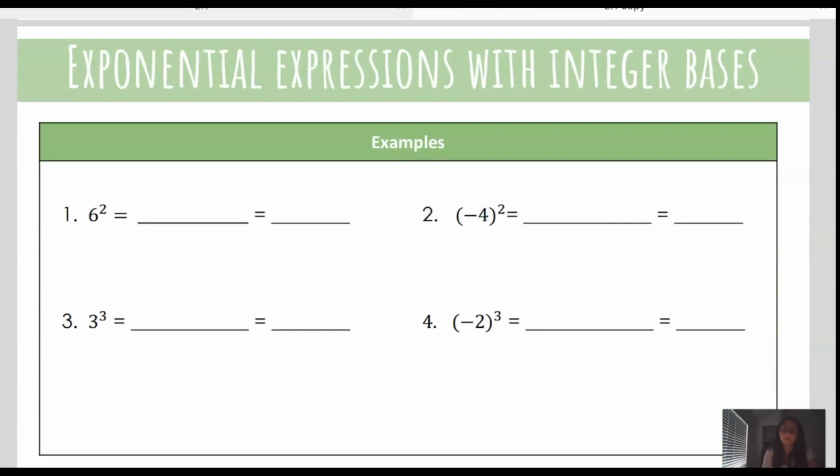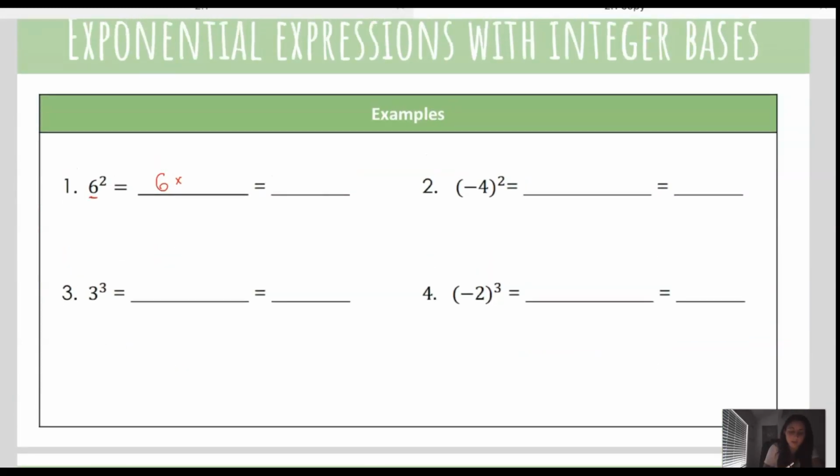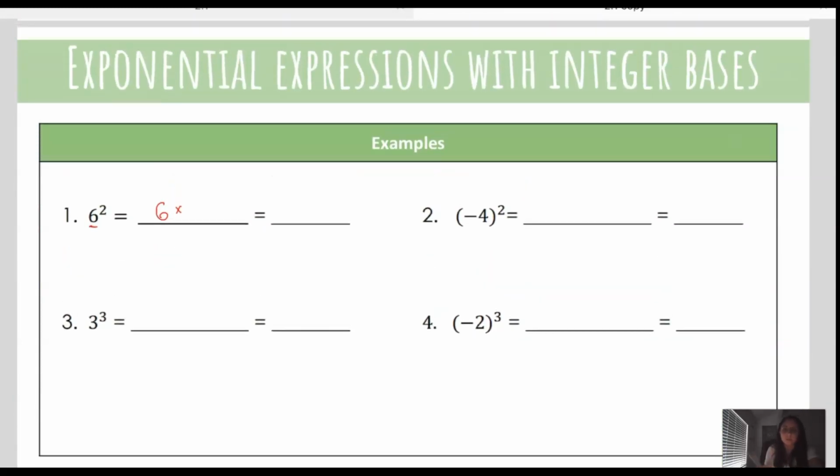Let's look at some examples. Number 1, we have 6 squared, or 6 to the second power, or 6 to the power of 2, however you want to say it. So 6 is our base, so that's what we're going to keep multiplying by. That's what's going to be repeated. For example, 6 times 6 times 6 times 6. That's our repeated multiplication. But our exponent here is 2, so we're only going to repeat that multiplication twice.